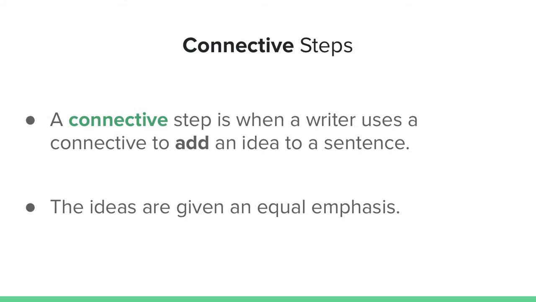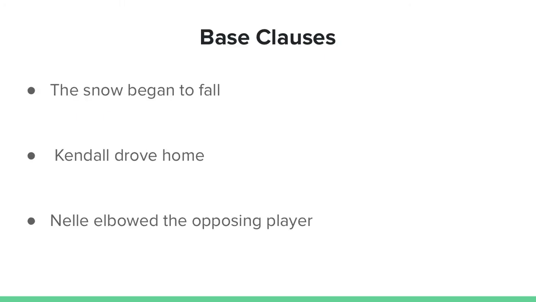So, now that we know what a step is and what a connective is, a connective step is when a writer uses a connective to add an idea to a sentence. The interesting thing about this is that when you use a connective, you're giving the ideas equal emphasis. You're not making one the main idea and the other a separate idea. If you use a conjunction, you're usually showing that the two ideas are equal. So let's use these base clauses. A base clause is sort of the starter idea when we're going to develop sentences. So let's take a look at these base clauses and build on them with connective steps.